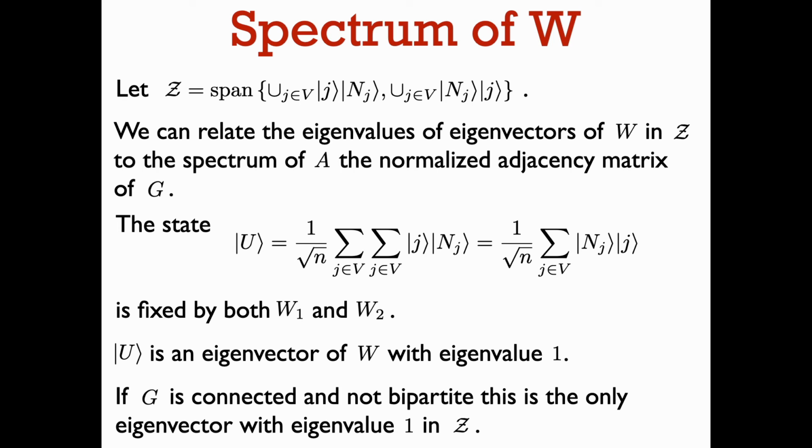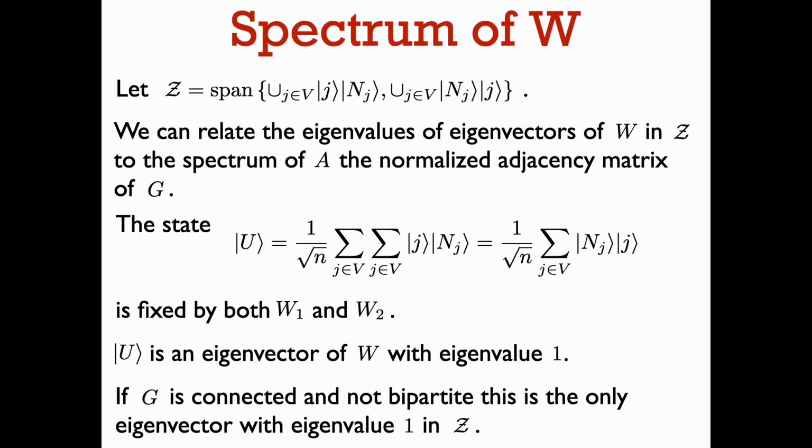It's not immediately clear why this is a good definition for a quantum walk. Let's see why it works. Let Z be the subspace spanned by the vectors of the form J tensor Nj and vectors of the form Nj tensor J. We can relate the eigenvalues and eigenvectors of the walk operator W in Z to the spectrum of the normalized adjacency matrix of G.